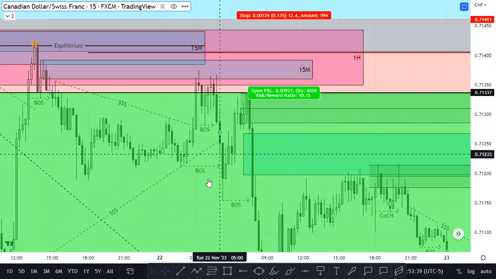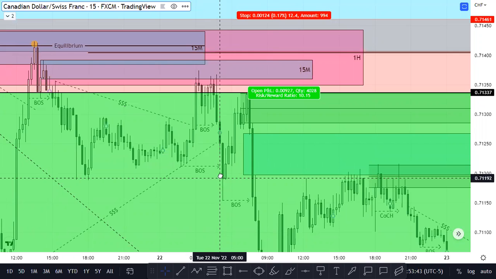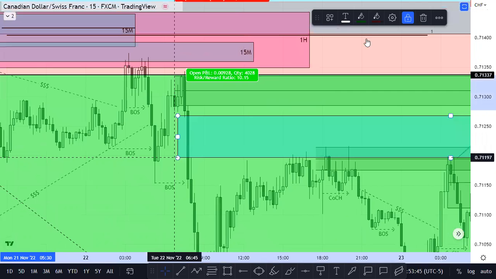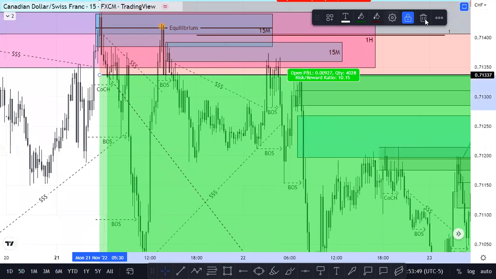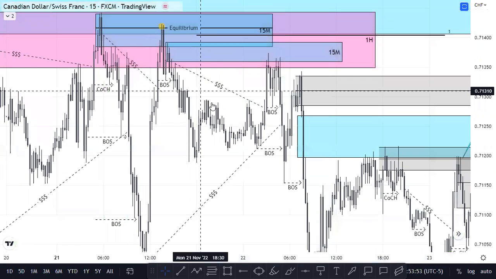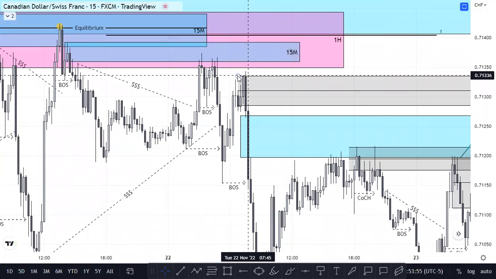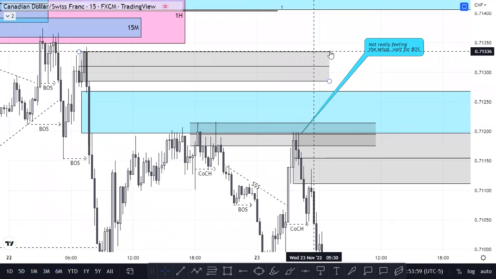Price broke structure again, changed character again. This is basically a double structure break. And once again, price came back up. Let me make this disappear for just a moment. Price came back up and retested that, broke structure again. And then I drew this here.